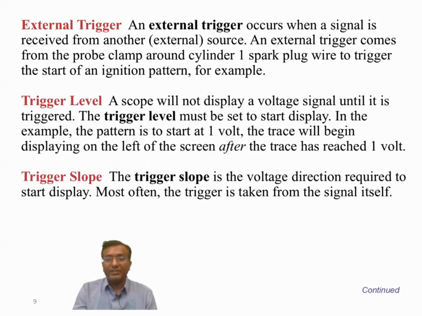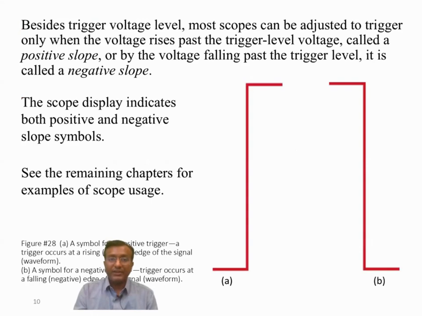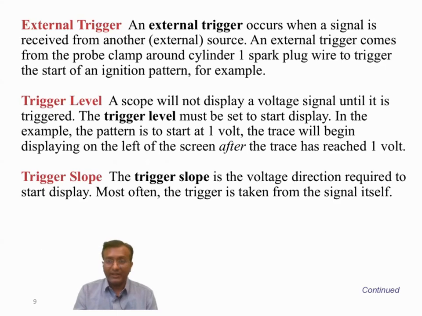Now here, one more concept, that is the positive and negative trigger slopes. The trigger slopes determine if the oscilloscope triggers on rising or falling. For example, in an ignition system test, a positive trigger slope would start the waveform display as the voltage rises, capturing the moment the ignition pulse fires. Conversely, a negative slope will capture when the voltage drops after the pulse. So this is the effect of positive and negative slopes.